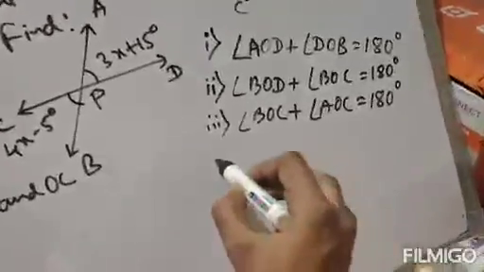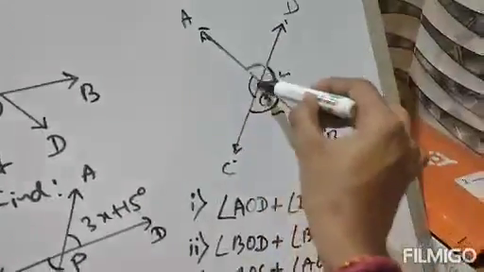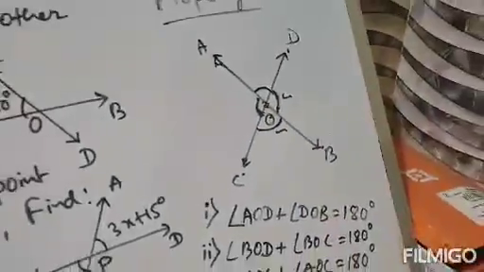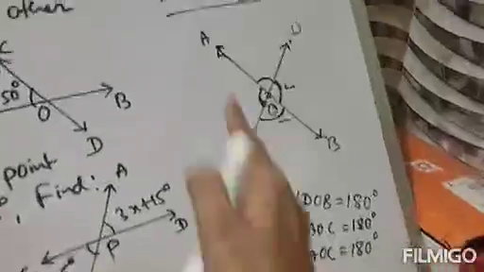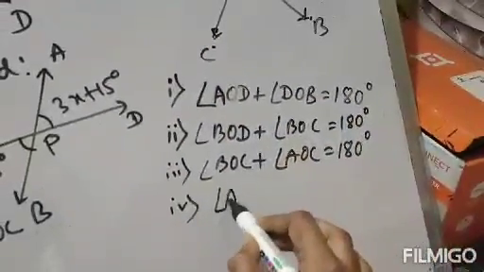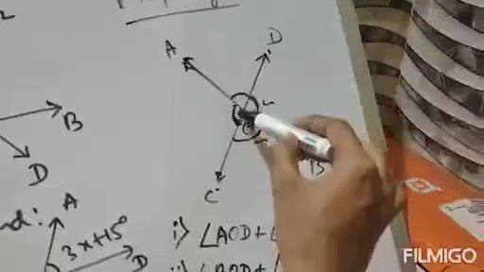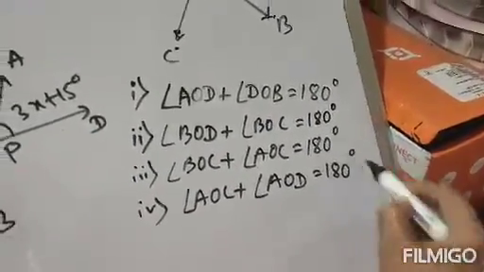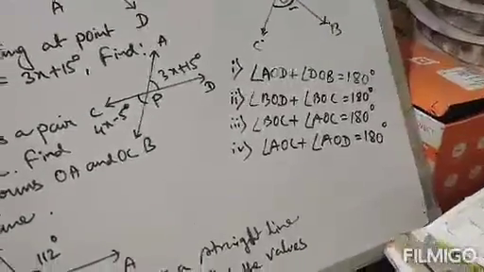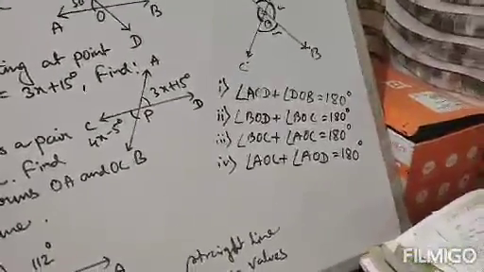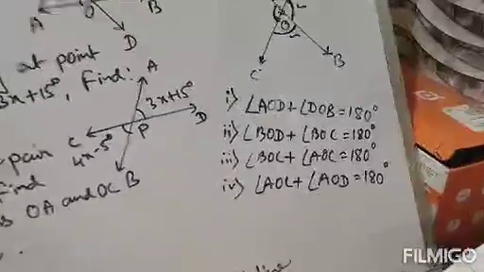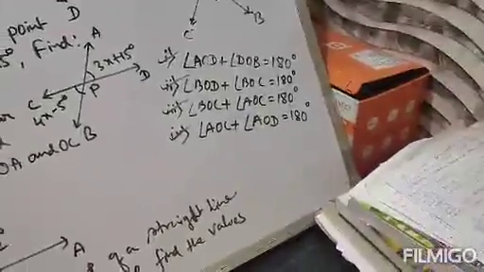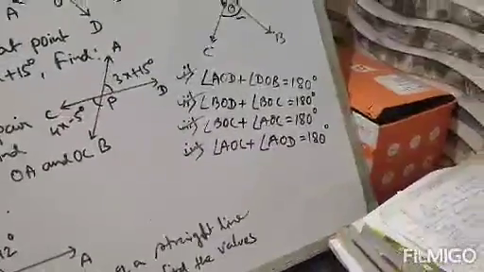The last pair is angle AOC and angle AOD. These two are also equal to 180 degrees. So we can write angle AOC plus angle AOD will also be equal to 180 degrees. So here the sum of all the adjacent angles will be equal to 180 degrees. These are the 4 pairs of adjacent angles: first pair, second pair, third pair, fourth pair.